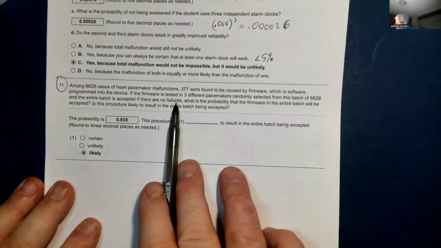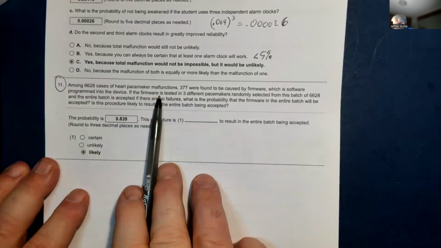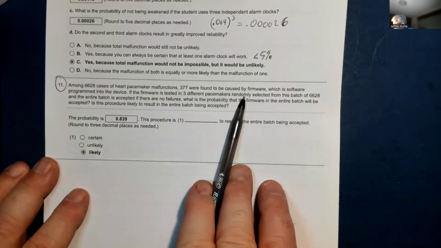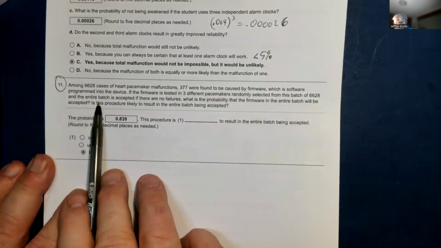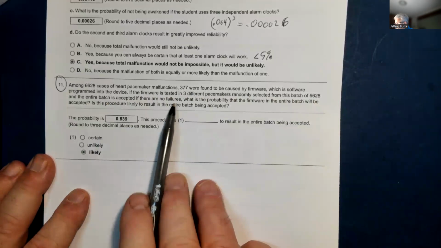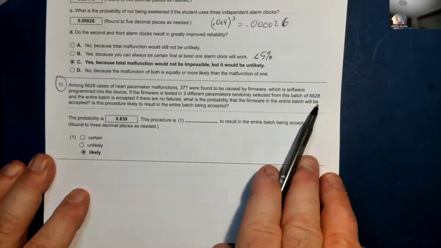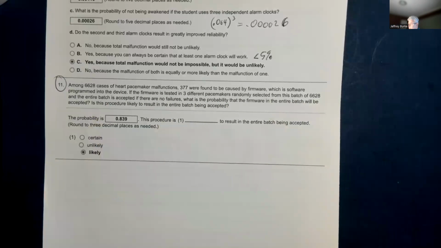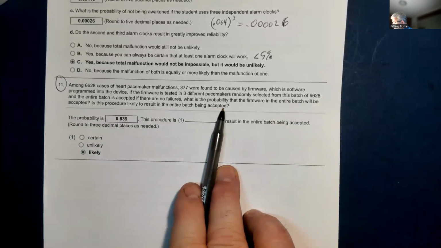If the firmware is tested in 3 different pacemakers randomly selected from this batch of 6,628, and the entire batch is accepted if there are no failures, what is the probability that the firmware in the entire batch will be accepted? Okay. So is this process likely to result in the entire batch being accepted?